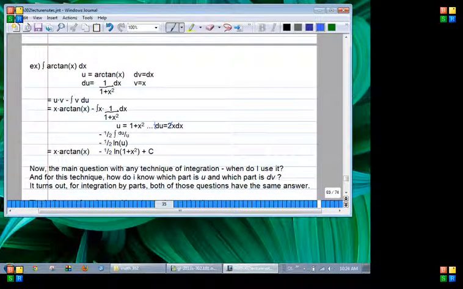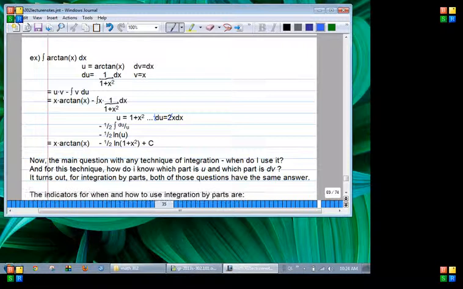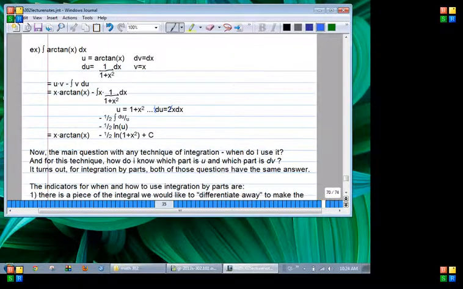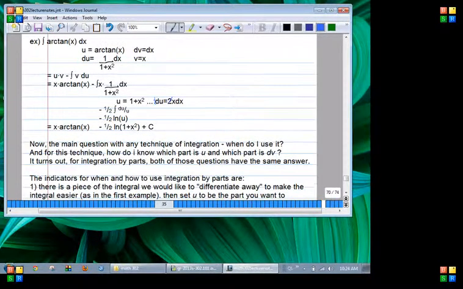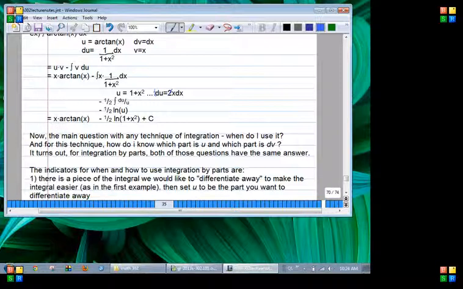So it turns out for integration by parts, both of these questions have the same answer. So here we go. The indicators for when and how to do integration by parts are: number one, there is a piece of the integral we would like to, quote unquote, differentiate away to make the integral easier. Just like in the first example. Set u to be the part you want to differentiate away.